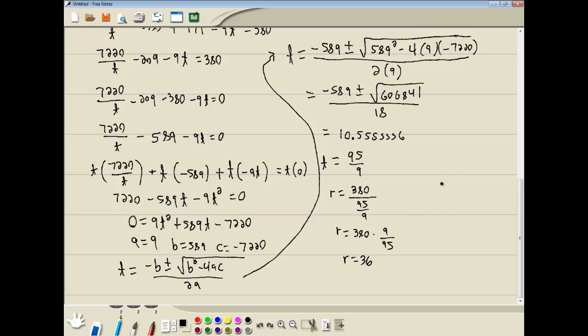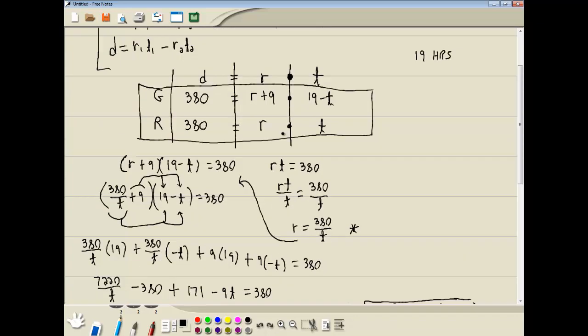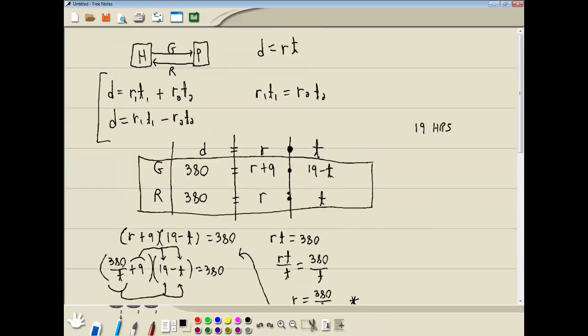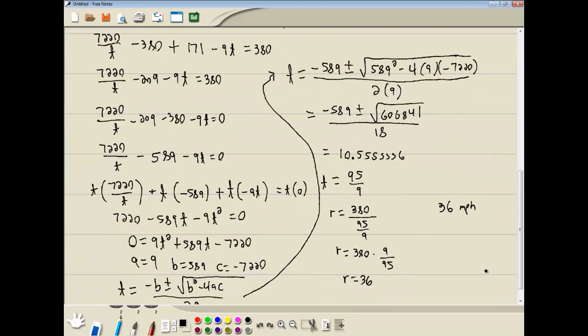Well, you got 36 miles per hour. I'm assuming miles per hour. And the other one is r plus 9, so it's 9 greater. So if that's 36, then 36 plus 9 is going to give us 45 miles per hour. And those will be our two rates.